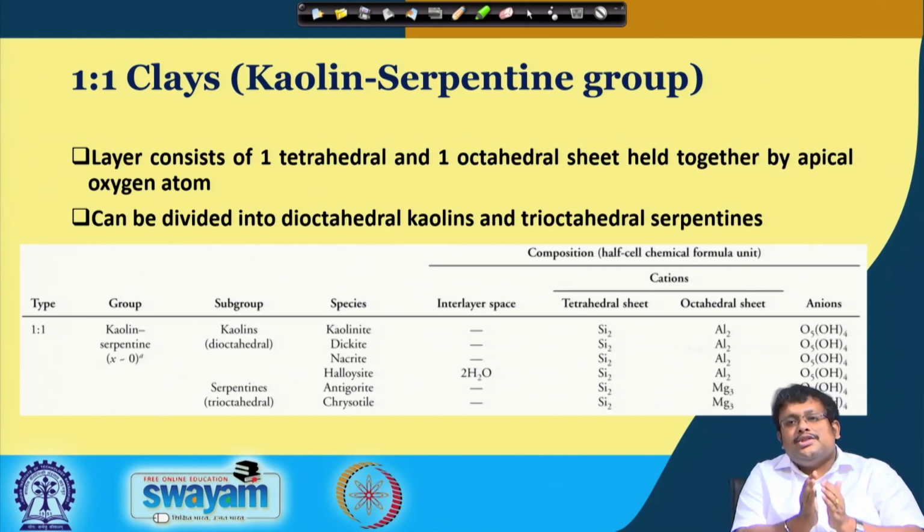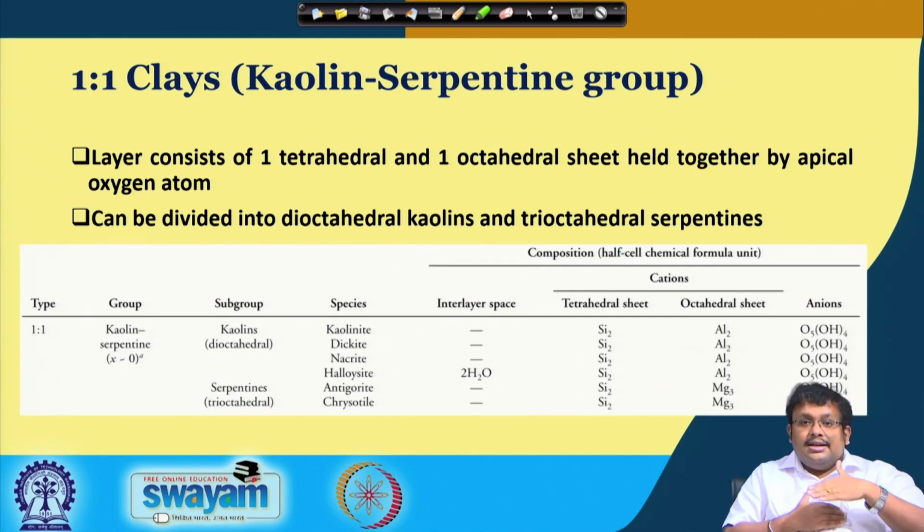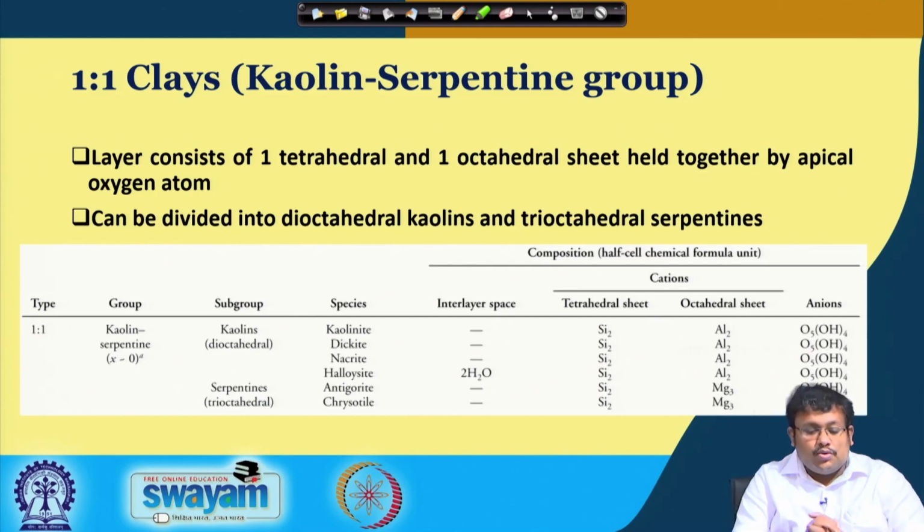Basically, it is called 1:1 type of clay because it is composed of one tetrahedral sheet and one octahedral sheet. One tetrahedral sheet and one octahedral sheet link together to form this 1:1 layer by sharing their apical oxygen atom, and it can be divided into dioctahedral kaolins as well as trioctahedral kaolin. As you can see here, the examples are dioctahedral kaolin or kaolinite, dickite, nacrite, halloysite, and also we can see some trioctahedral kaolin, and their composition, that is half cell chemical formula unit, are also given here.